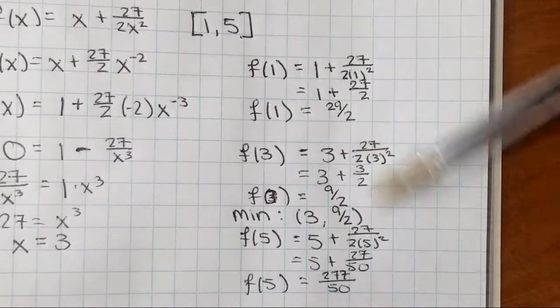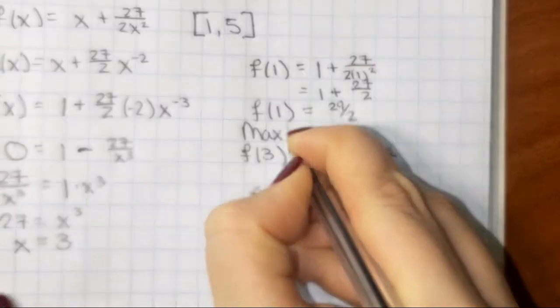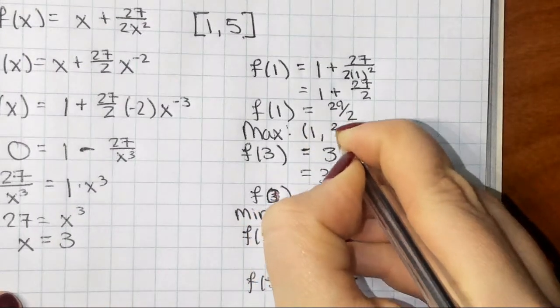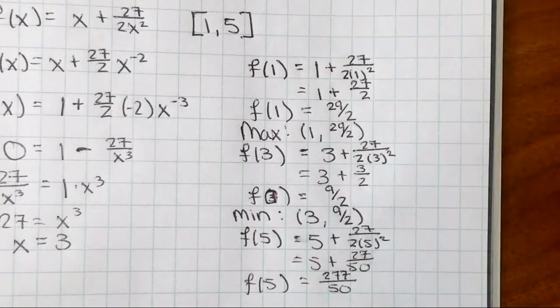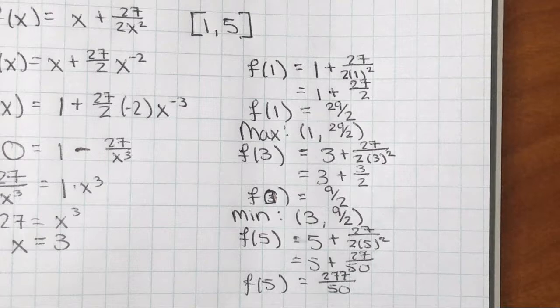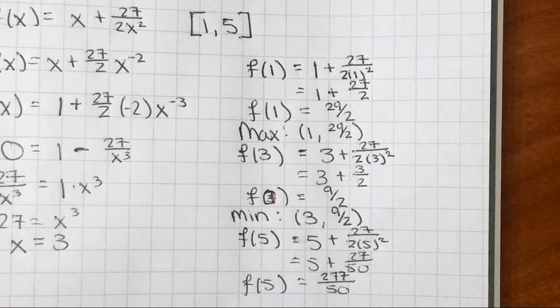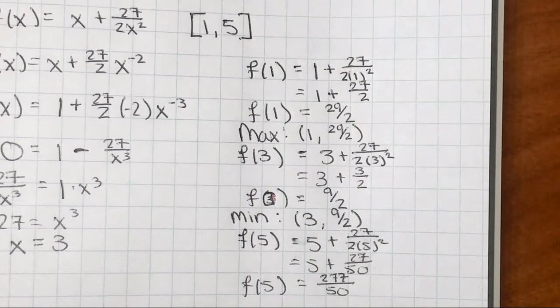Where's my maximum? At 1. So your max is occurring at 1 and 29 over 2. At this point, it's nice to know, but it's not a max or a min. How would our question be phrased to find the maximum or minimum on this? Find the relative maximums or minimums. They're called extrema. Find the relative extrema.